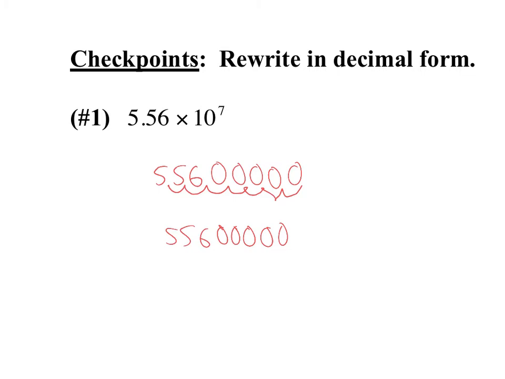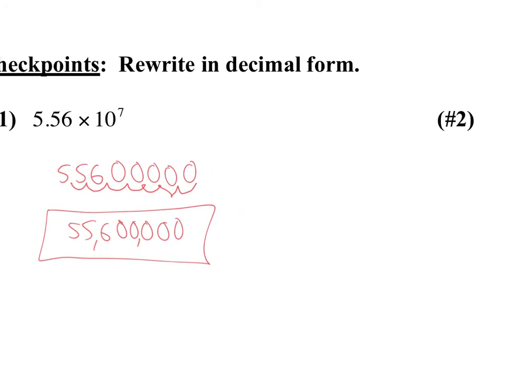So every three digits we're going to put a comma. So we have 55,600,000 as our final answer. Does that make sense? Yeah, we multiplied 5.56 times 1 with 7 zeros, which makes it a really big number. So hopefully, if you got that, good job. If you didn't, keep following along and we'll be good to go.